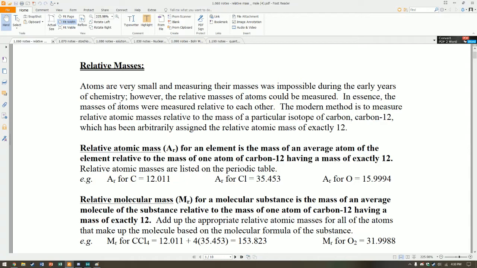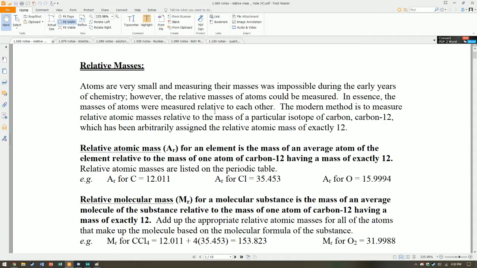So in order to determine how heavy an atom is, we use something called relative atomic mass, and the standard we use for comparison is a particular isotope of carbon, which is called carbon 12. An isotope is just a version of an element. We say that carbon 12 has a mass of exactly 12 atomic mass units, and we can use that as a baseline to measure the mass of other atoms relative to it.